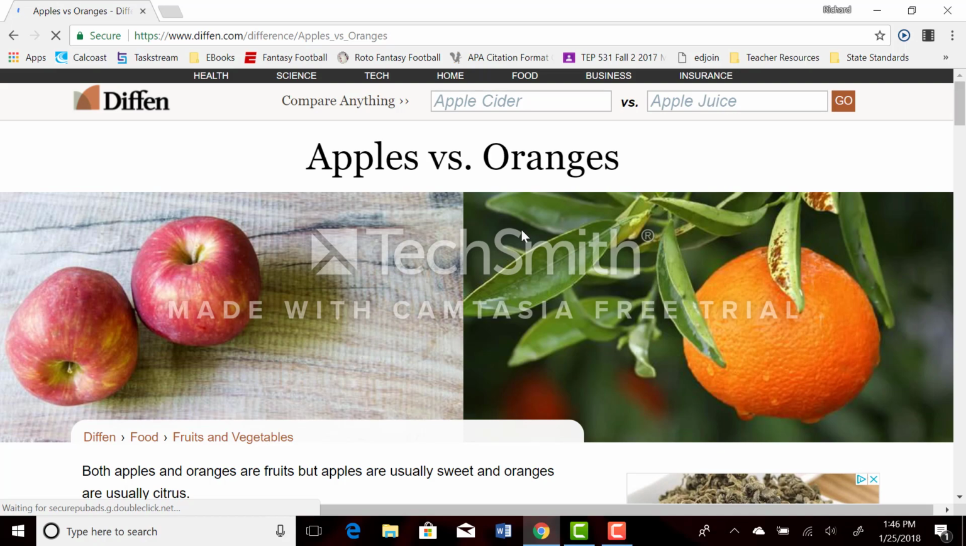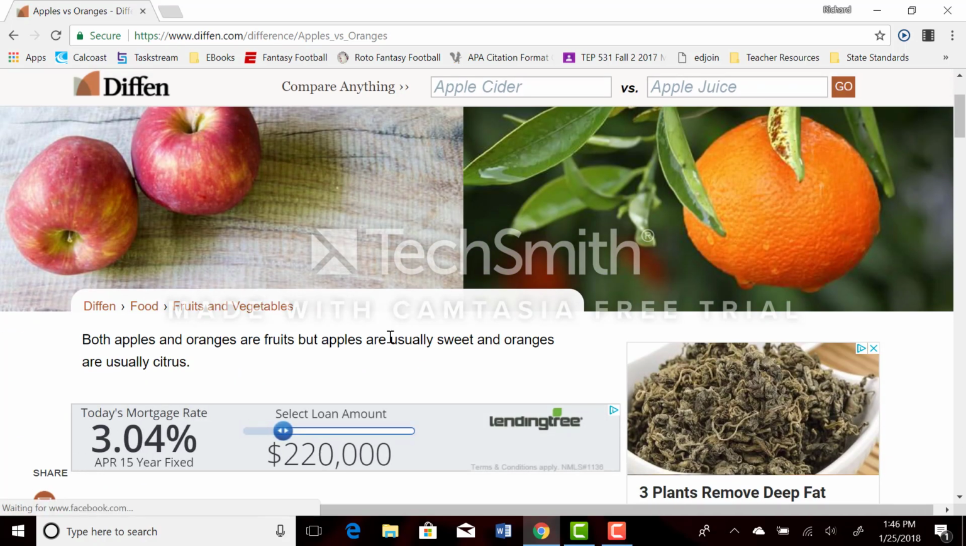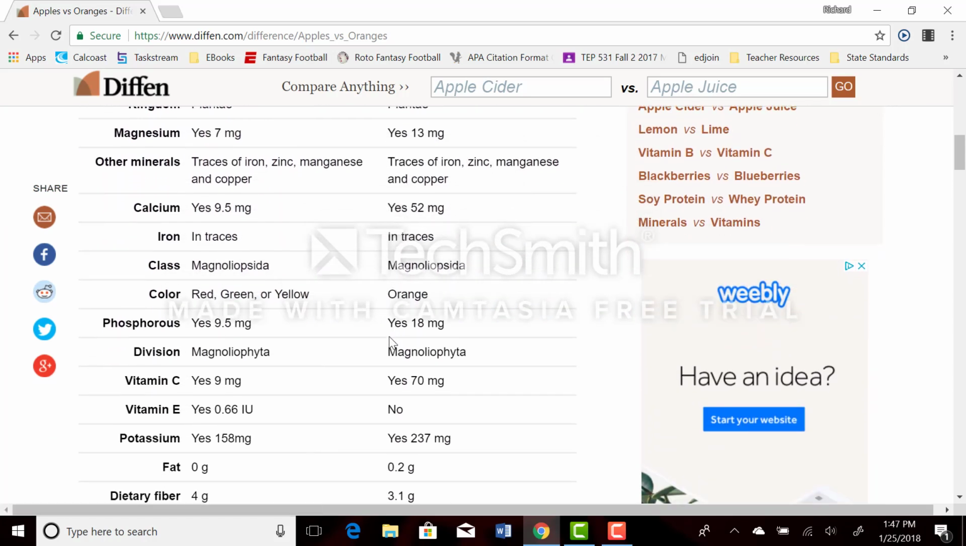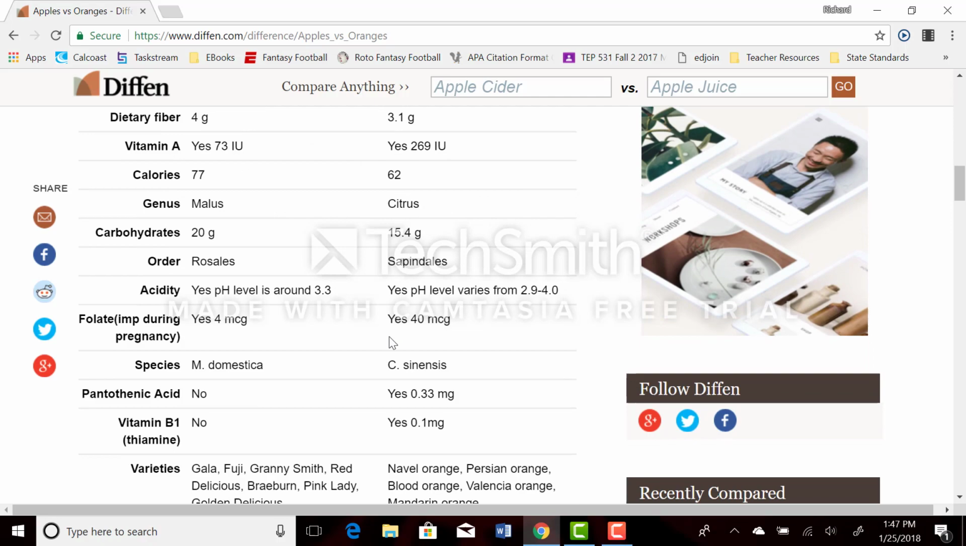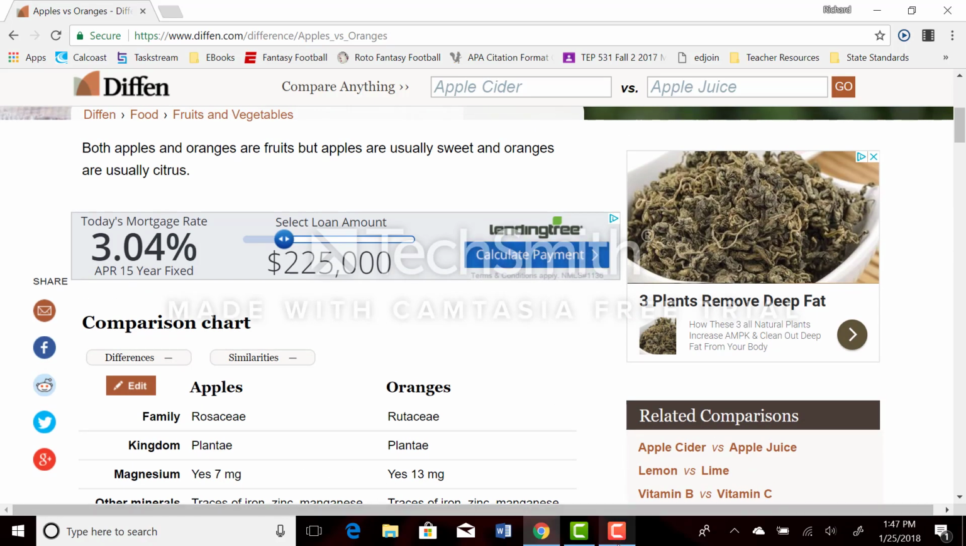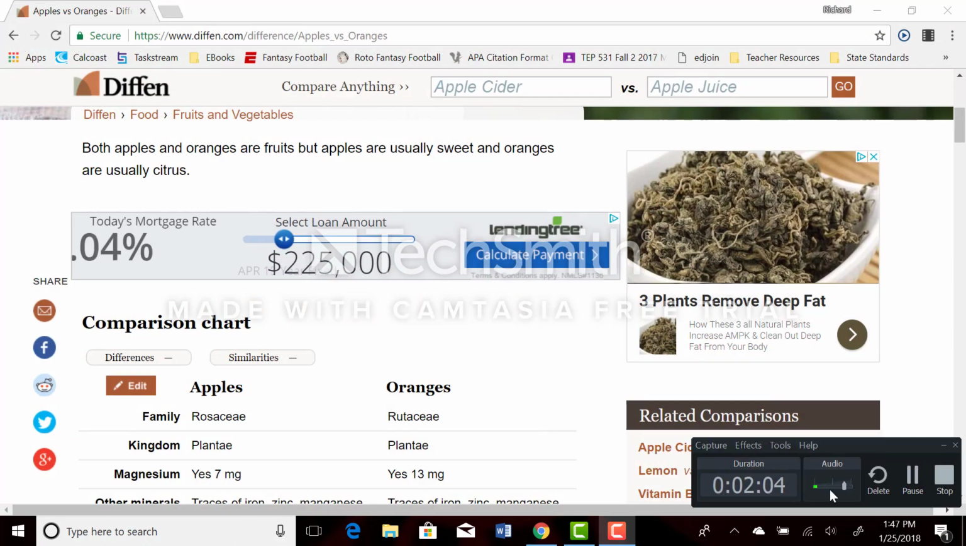Now, it'll generate this, and they're both fruits, but apples are usually sweet, and oranges are usually citrus. It'll give you all the scientific facts and everything that goes into it. I like this because it's quick, and I think the students will enjoy the technology aspect of it rather than digging through a textbook for similarities and differences all the time. So it gives them a little new look at what they can be doing.